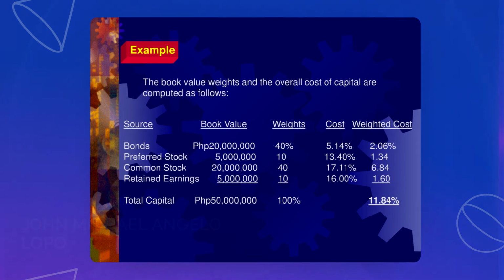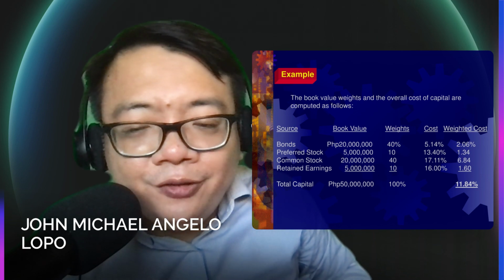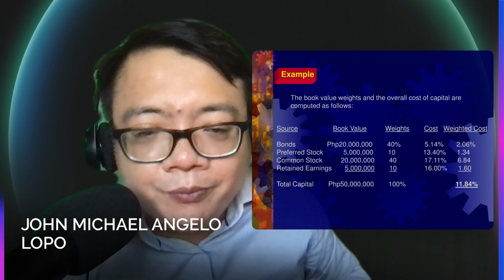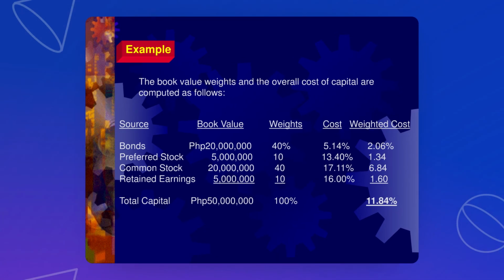Where did the 5.14, 13.40, 17.11, and 16 come from? If you remember, that is what we computed earlier about our cost of bonds, cost of preference shares, cost of ordinary shares, and cost of retained earnings. Hopefully, you still remember that. So, the cost of each capital is what we computed. Just multiply it by the weight of the capital structure: 40% times 5.14, 10% times 13.40, 40% times 17.11, and 10% times 16%.